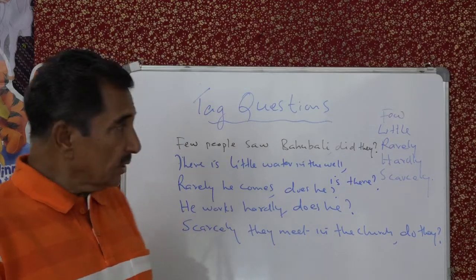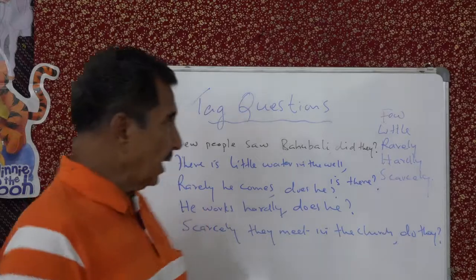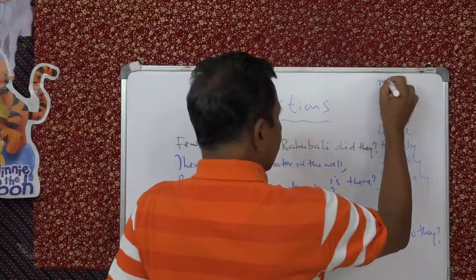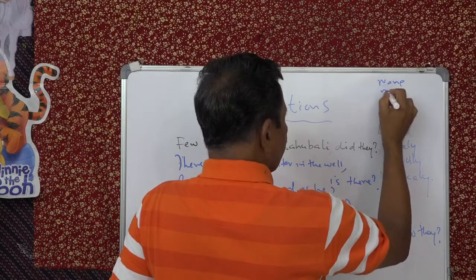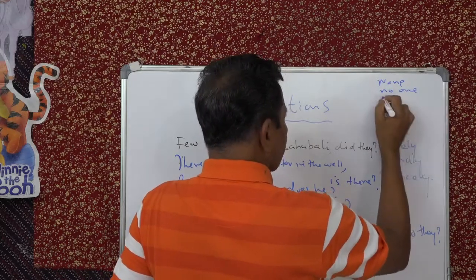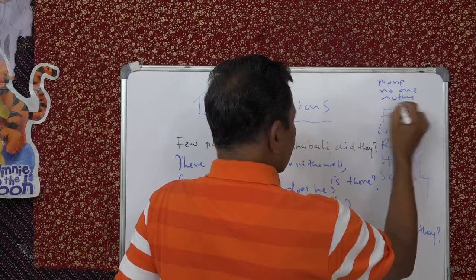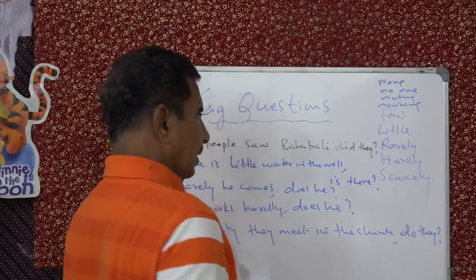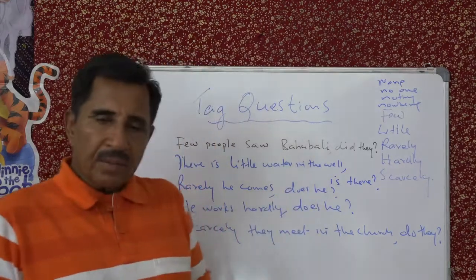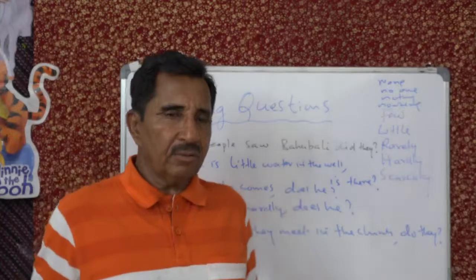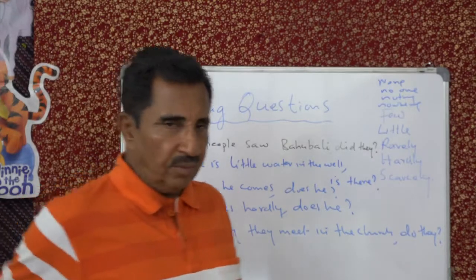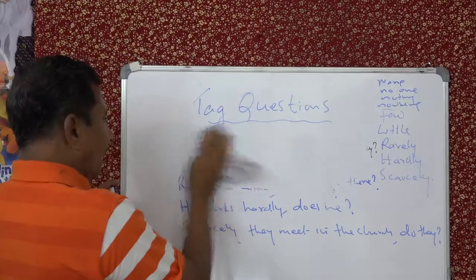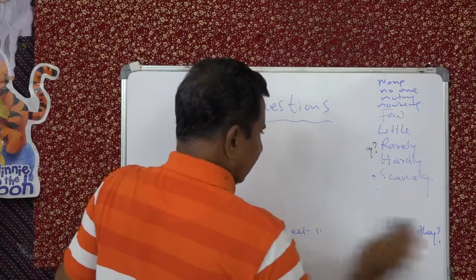Understand? Not necessarily negative. So we can also say other words which we have just now seen. What is that? None, no one, nothing, nowhere. Now these words, if they are present in a sentence, that means they are negatives. So the tag should be positive. Right? Very good. And then there is another word that's also a very interesting word for you.